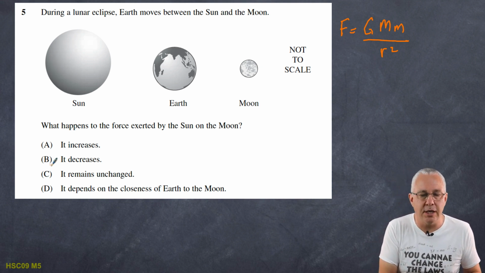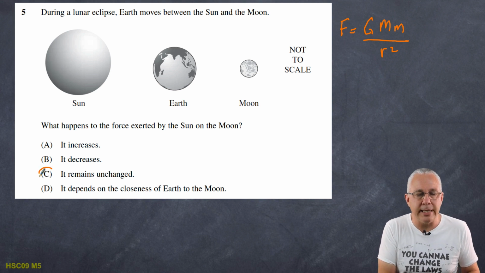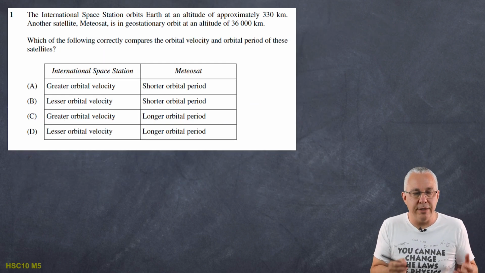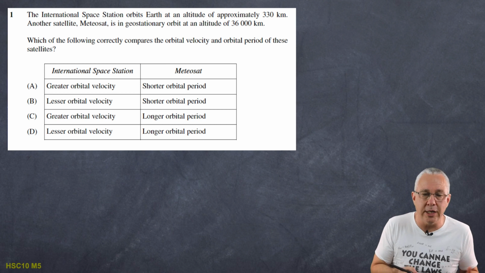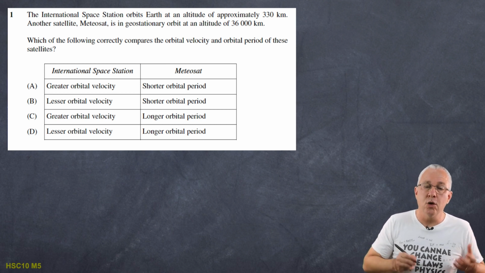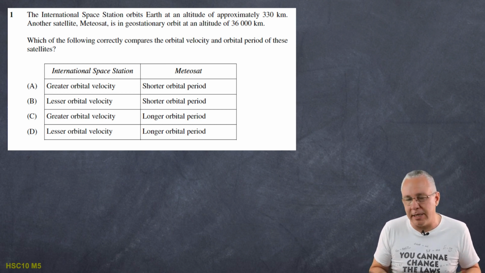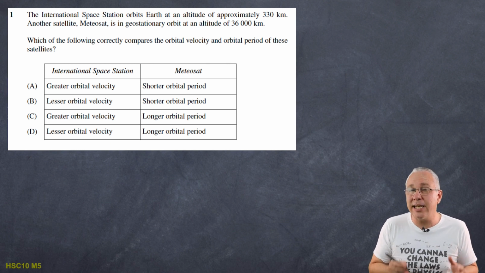And so as a result, the only possible answer remains unchanged. 2010. We're dealing here with another question 1, and generally speaking, the easier questions are earlier. The International Space Station orbits the Earth at an altitude of approximately 330 kilometers. We consider that a LEO, a low Earth orbit.